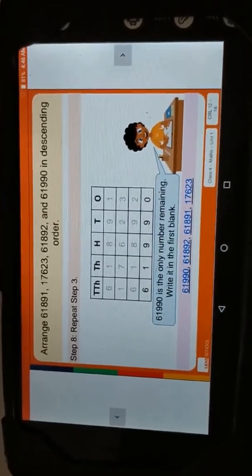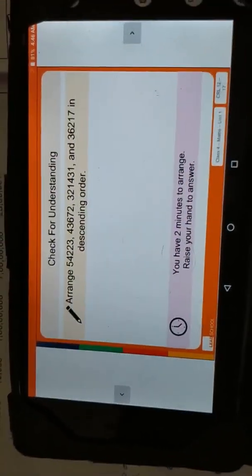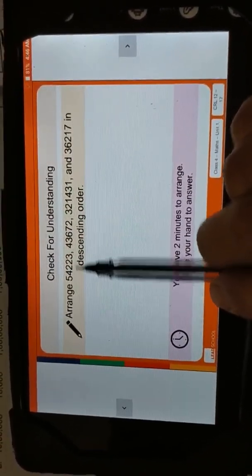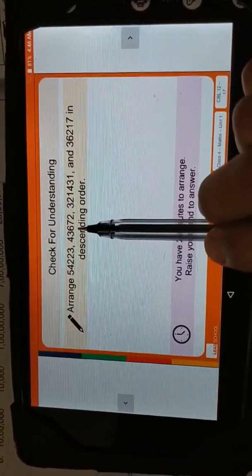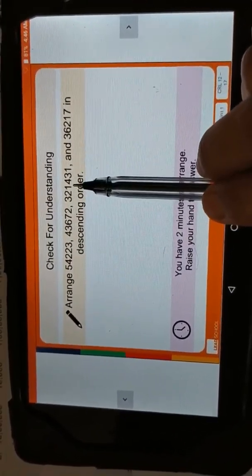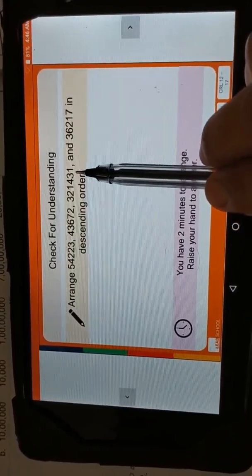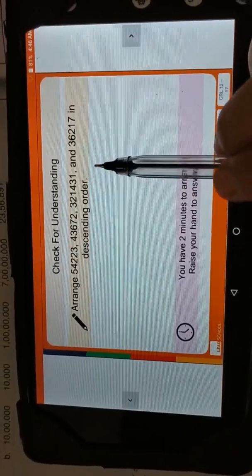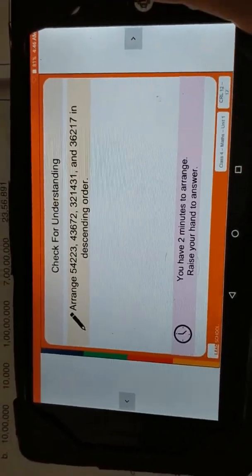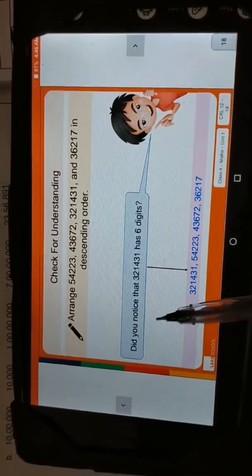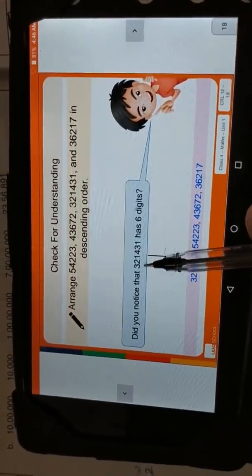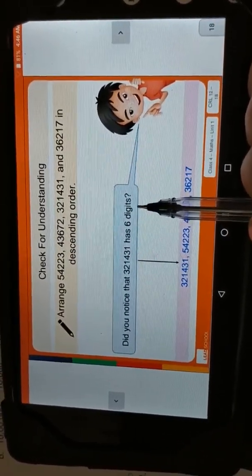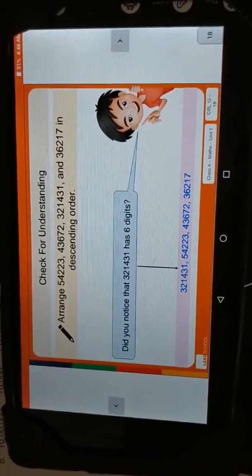Okay students, now we'll start the next example for our understanding. Now here 54,223, 43,672, 3 lakhs 21,431 and 36,217. We have to write them in ascending order. Did you notice that 3,21,431 has 6 digits? How many digits are there? 6 digits. So how will we write the answer?